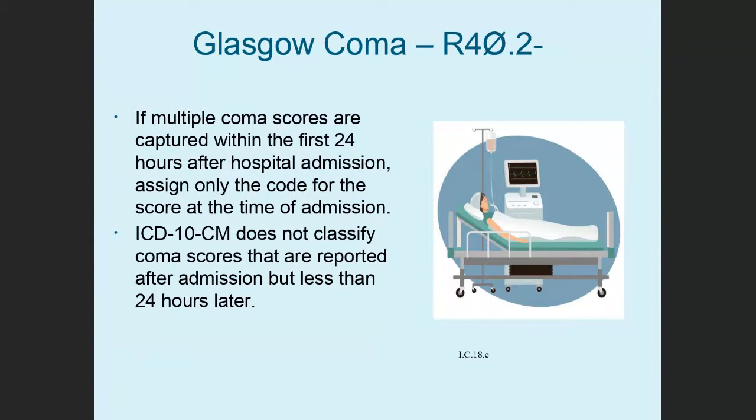Here are some guidelines that are new for 2022, effective October 1st, 2021. If multiple coma scores are captured within the first 24 hours after hospital admission, assign only the code for the score at the time of admission. ICD-10-CM does not classify coma scores that are reported after admission but less than 24 hours. So even if the physician orders that the scale is measured every hour after admission, you're only going to report the code at the admission, and the next code you're going to report is the 24 hours later.